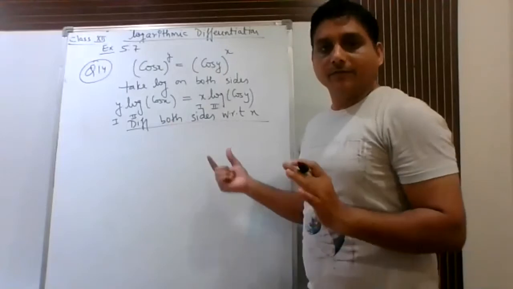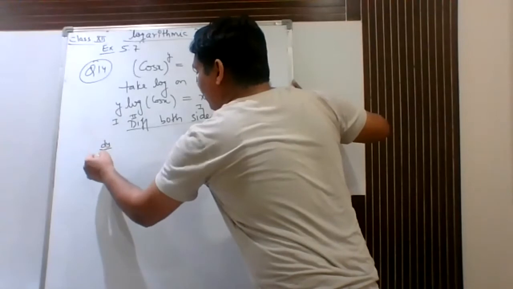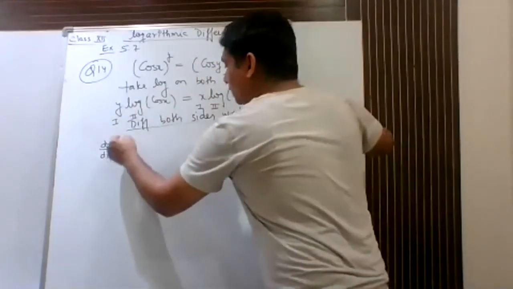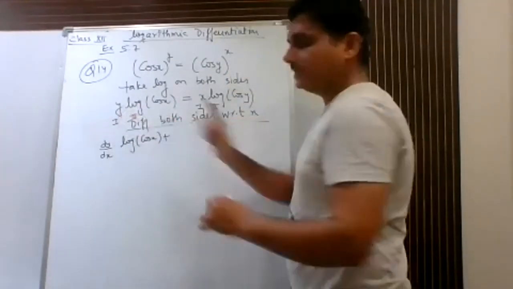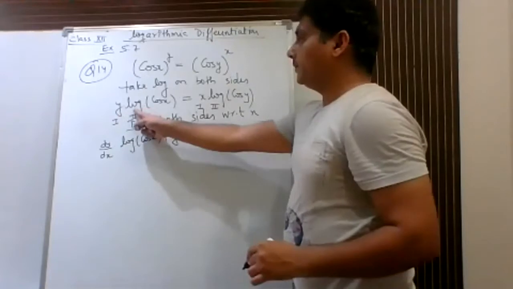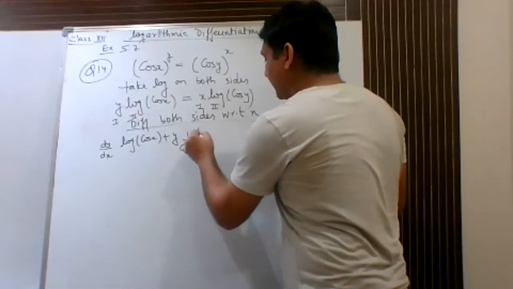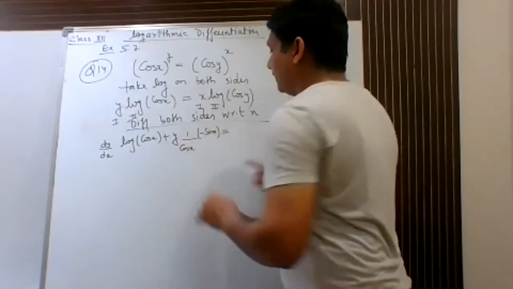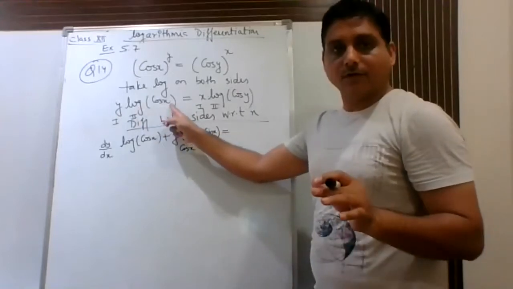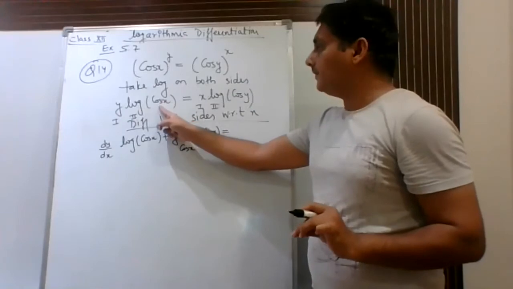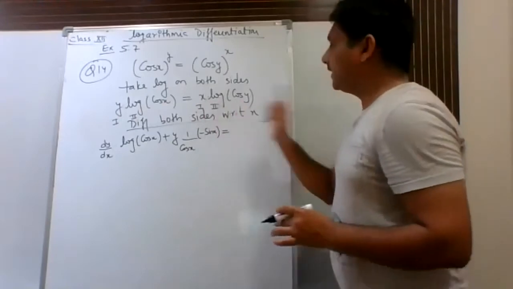So dear students, when you differentiate both the sides with respect to x, this is what you will get. dy upon dx into log cos x as it is plus y as it is. Now we need to take the derivative of log cos x. It will be 1 upon cos x into minus sin x. Now why are we getting this term? Because of the chain rule. You know that log cos x, first of all 1 upon cos x, and then we are taking the derivative of cos x, which is minus sin x.